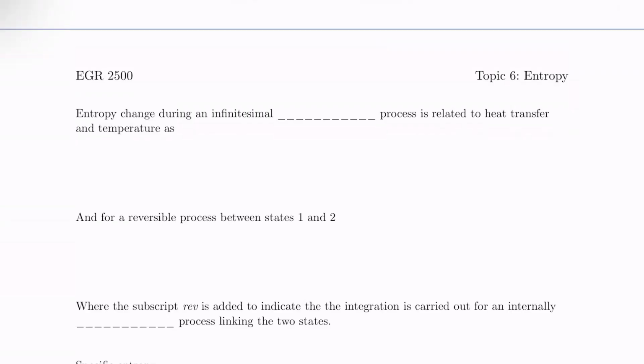Entropy change during an infinitesimal reversible process is related to the heat transfer and temperature as the following. Essentially, this is how I'm going to write a capital S. So dS is equal to what we had as our integrand, so delta Q over T for a reversible process. We're just using the Clausius inequality to define what our infinitesimal change in entropy is for a reversible process.